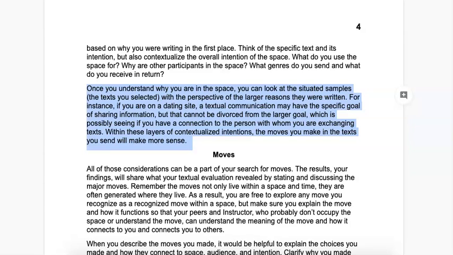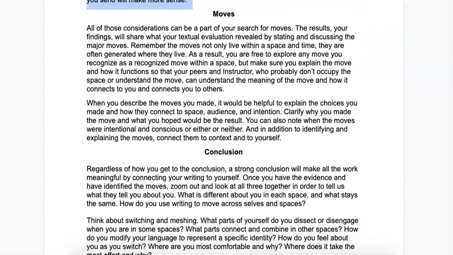Once you understand why you are in the space, you can look at the situated samples, the text you selected, with the perspective of the larger reasons they were written. For instance, if you're on a dating site, a textual communication may have the specific goal of sharing information, but that cannot be divorced from the larger goal, which is possibly seeing if you have a connection to the person with whom you are exchanging text. Within these layers of contextualized intentions, the moves you make in the text you send will make more sense.